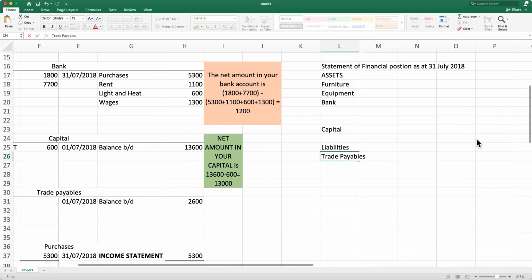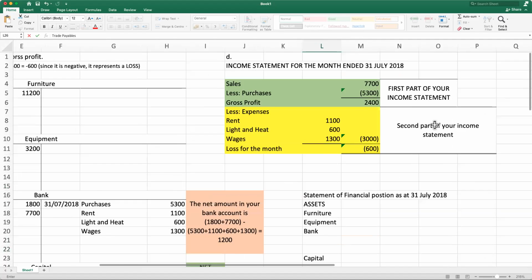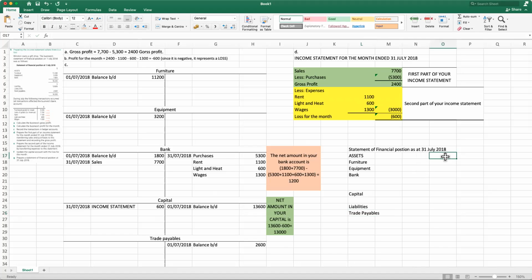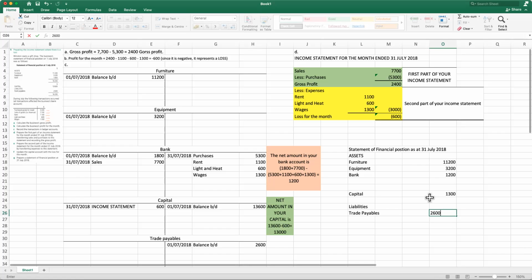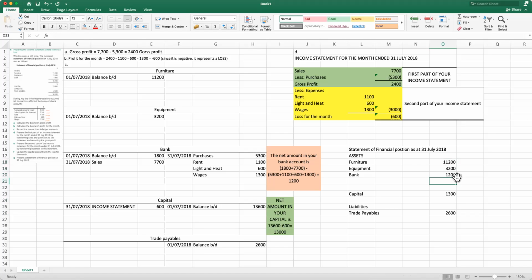Now, let's put in all the values that we have. Furniture will be 11,200, equipment 3,200. Bank is 1,200. Capital is 13,000. Trade payable is 2,600. So now we total this up together. We're going to get 11,200 plus 3,200 plus 1,200, 15,600. So this is your total assets.